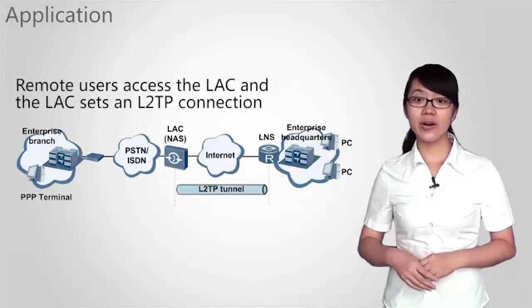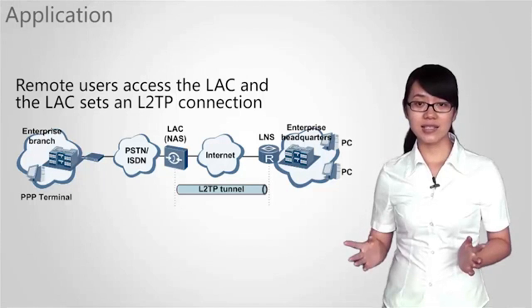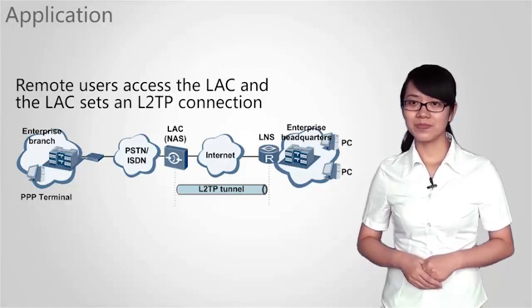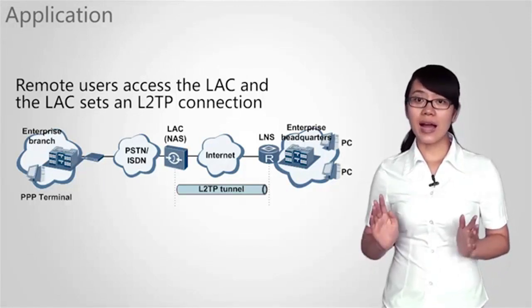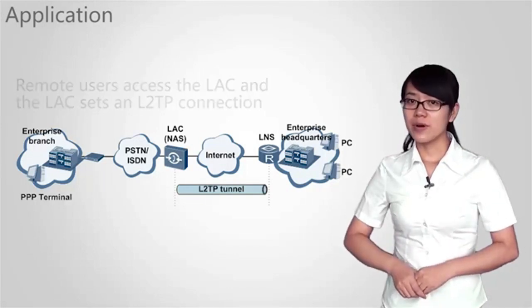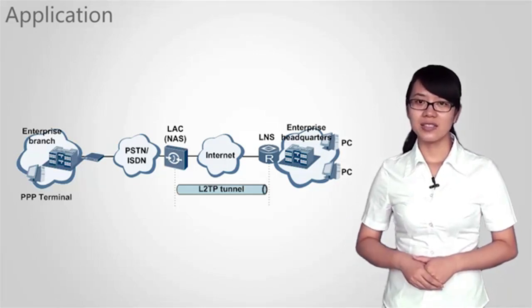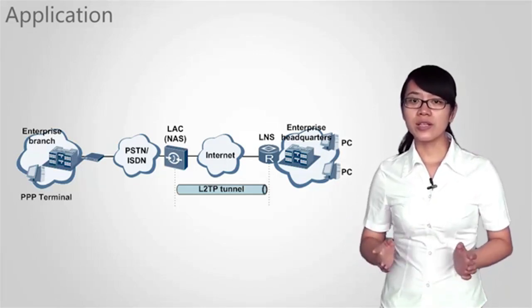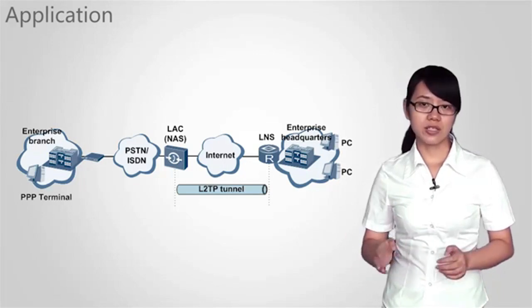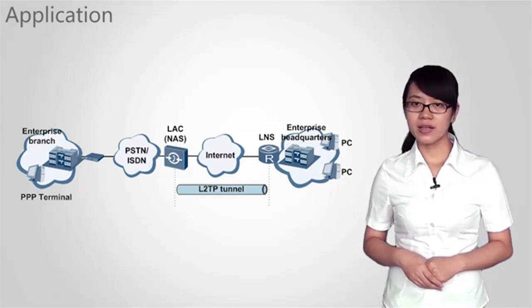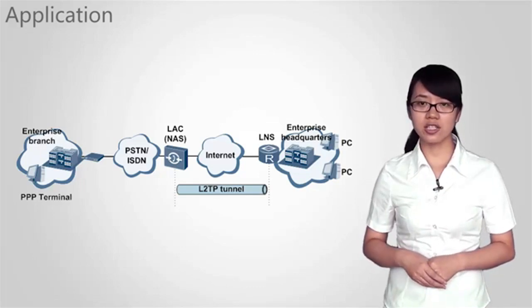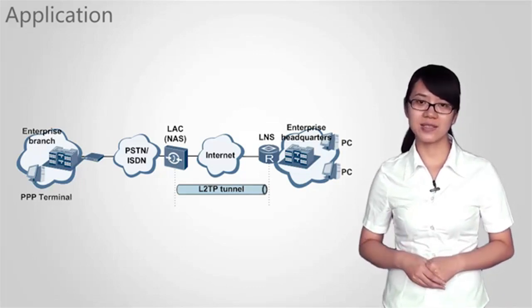Well, after learning about L2TP implementation, let's move to L2TP applications. Remote users access the LAC, and the LAC sets up an L2TP connection. On the PSTN or ISDN, the enterprise requests and pays for the L2TP services from the carrier. The remote user needs a modem to connect to the headquarters with a dial string provided by the carrier. The LNS in the headquarters manages users connected to the headquarters.